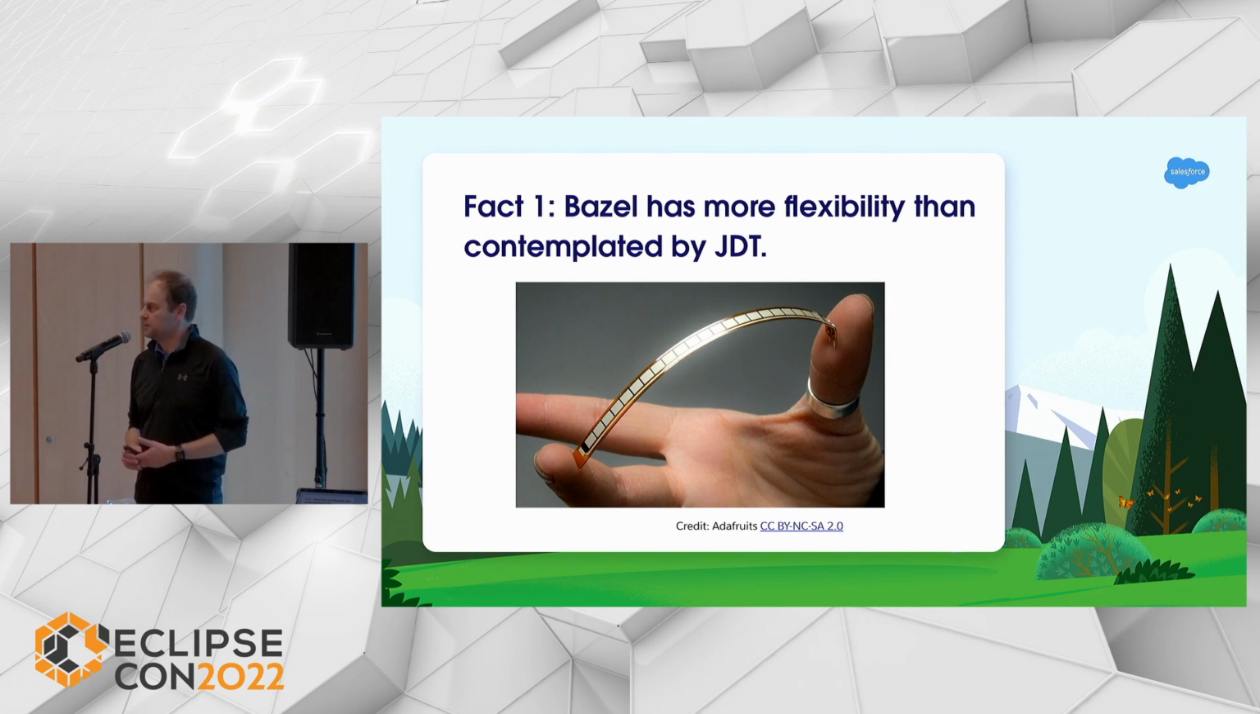Okay, the interesting stuff. So everything went well, except there were some impedance mismatches between Bazel and JDT, and we had to do some workarounds and some changes of plans. But Bazel is more flexible than what JDT really contemplated at the outset, and I'll give some specific examples of it. And so when we first were implementing it, we were struggling a little bit to figure out how to map Bazel into Eclipse because of some of these flexibilities. And so that was kind of the first thing that we understood.